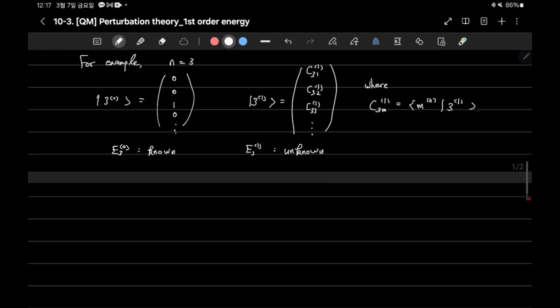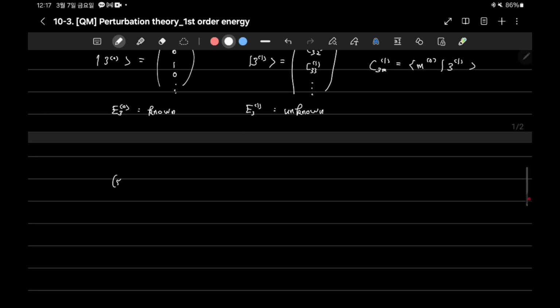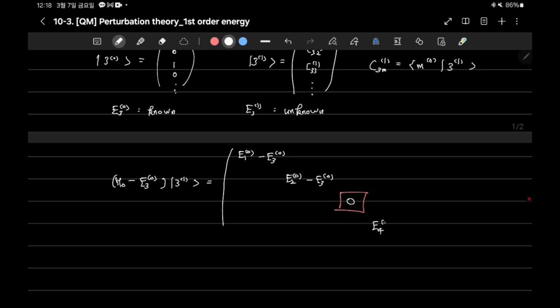Then, because it is the n equal 3 state, H0 minus E30 for n equal 3 is E10 minus E30, E20 minus E30. Then the third one, E30 minus E30, should be 0, and here it is important. And E40 minus E30.